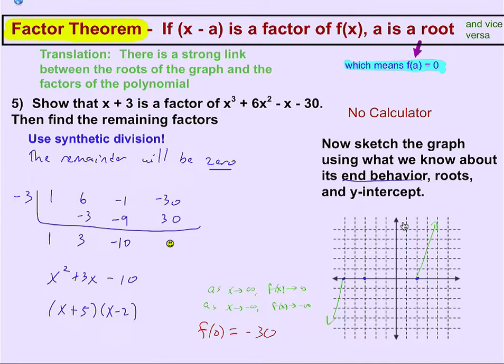So I'm going to, I'll count by 6's here. Negative 6, negative 12, negative 18, negative 24, negative 30.